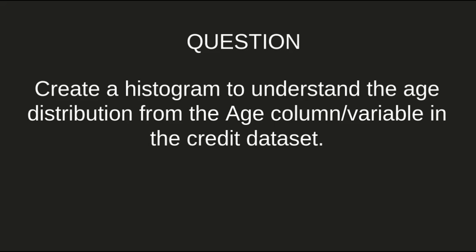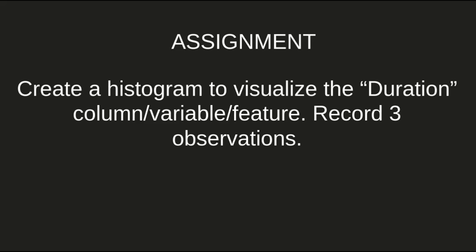In terms of the solution to this, you have already looked at the solution to this question, and you have learned what a histogram is, and how to implement a histogram in Python. For your little assignment, I want you to create a histogram to visualize the duration column, which is how long the credit duration is, and state three observations that you get from that histogram. The solution can be found inside the notebook that you're using, and the link to that notebook is in the description of the video below.